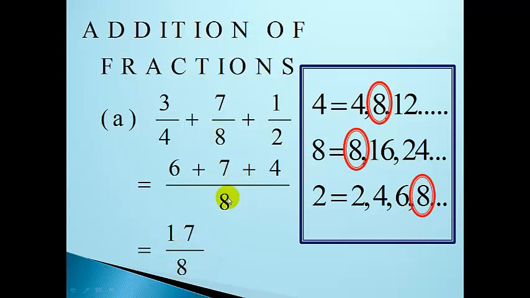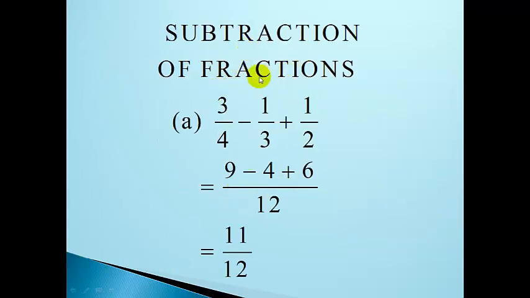Now let's proceed. Subtraction of fractions. We have 3 over 4 minus 1 over 3 plus 1 over 2. Here we have subtraction and addition. Now it goes the same way. We have to find the LCM. So the LCM of 4, 3, and 2 is 12.